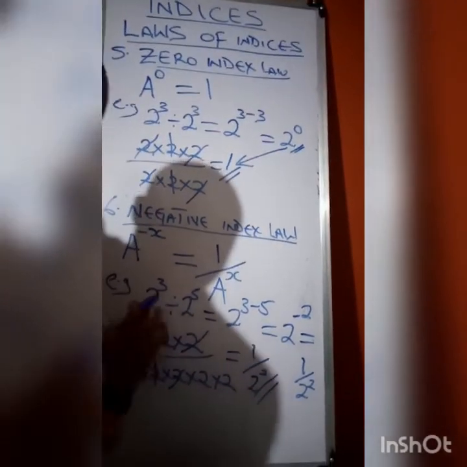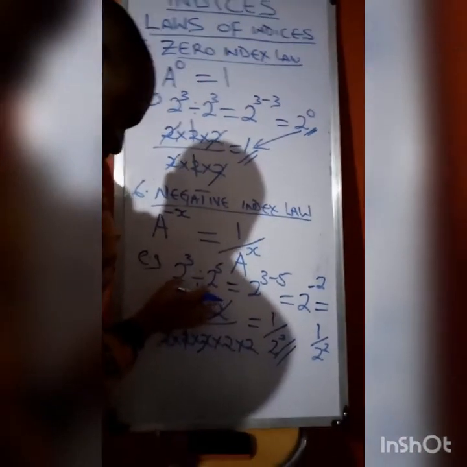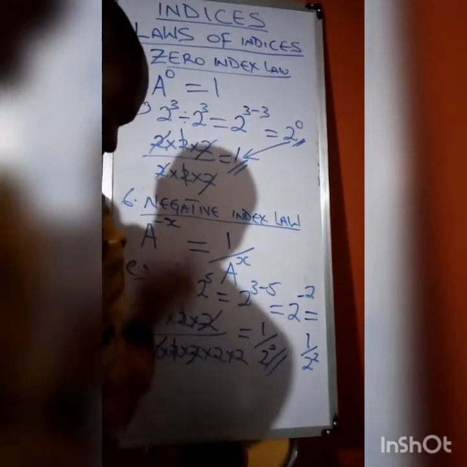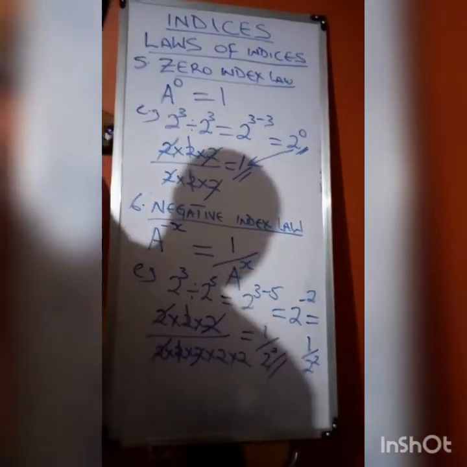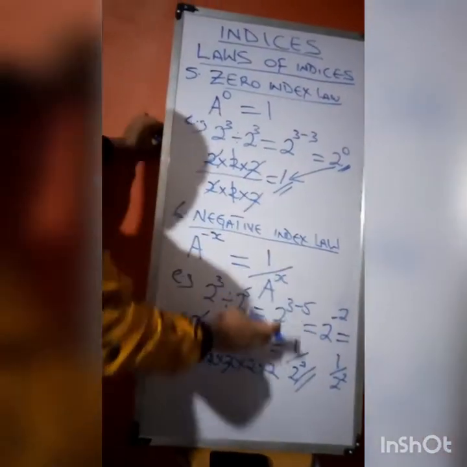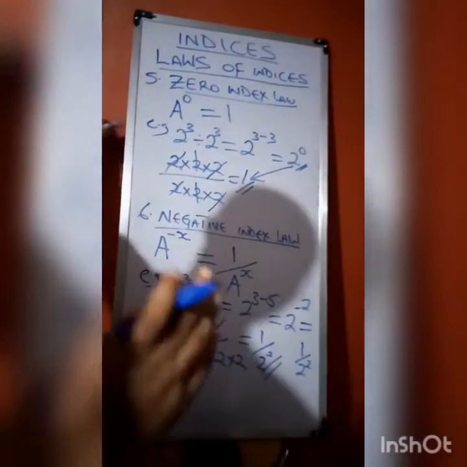So I've shown that by our division law this gave me this, and by negative index it is 1 all over 2 raised to power 2. So we've proved this. When you have a negative index, it is 1 all over. Take note of that properly, please.